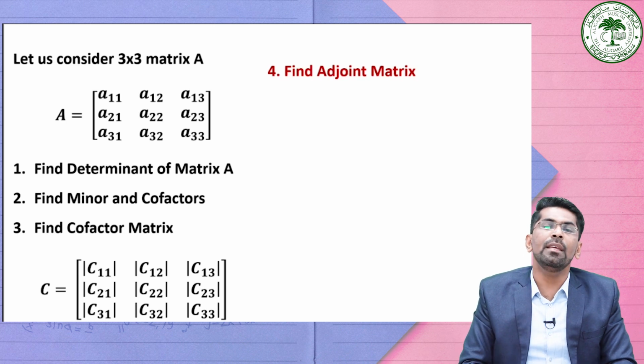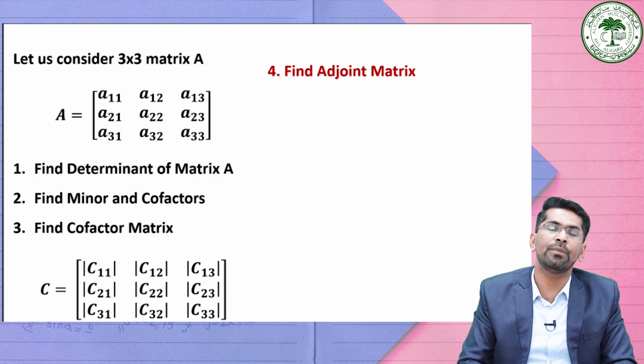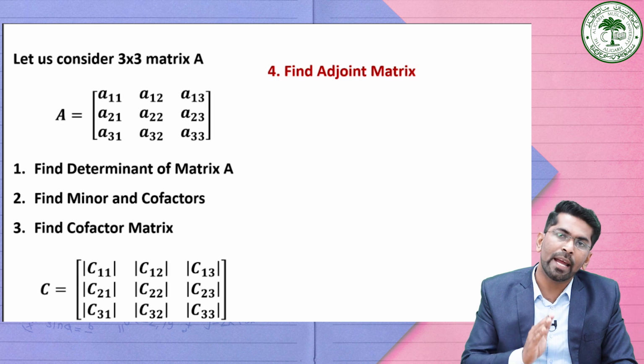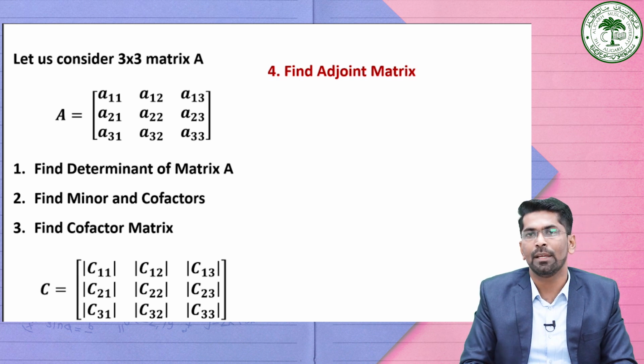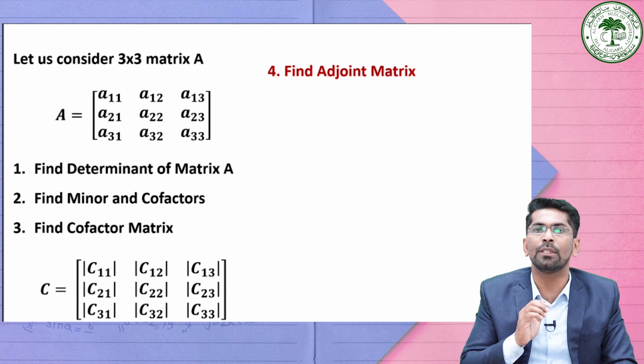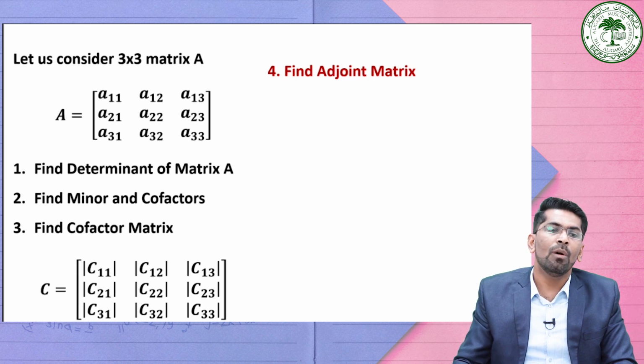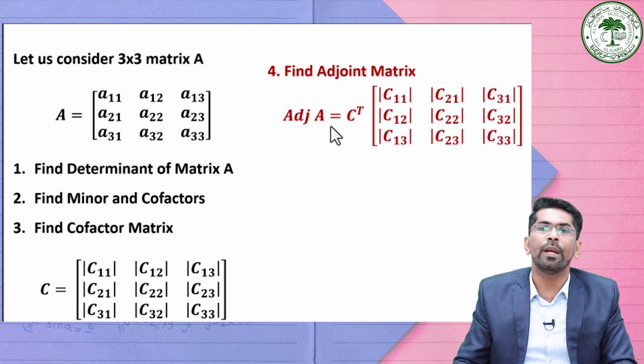After finding the cofactor matrix, the next step is to find the adjoint of the matrix, which we already discussed in the last lecture. The adjoint of a matrix is nothing but the transpose of the cofactor matrix. If you interchange the rows into columns and columns into rows, then it will produce the adjoint of the matrix. We interchange rows into columns and columns into rows, and then we get the adjoint of A, which is equal to C transpose.